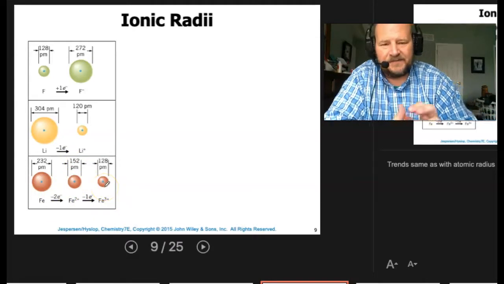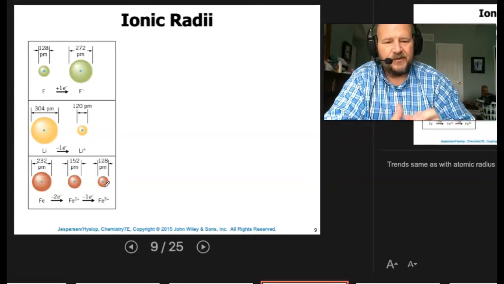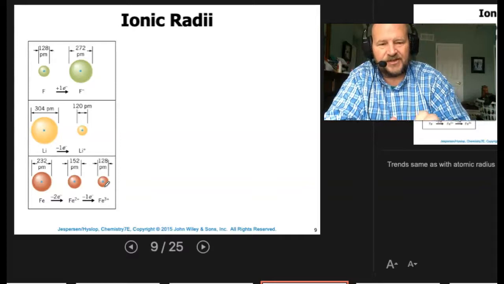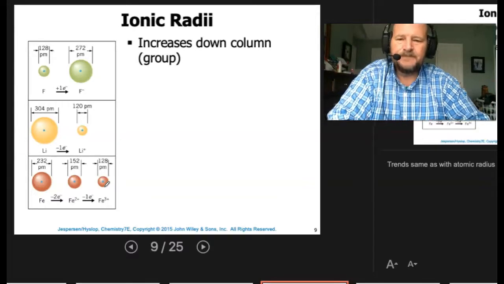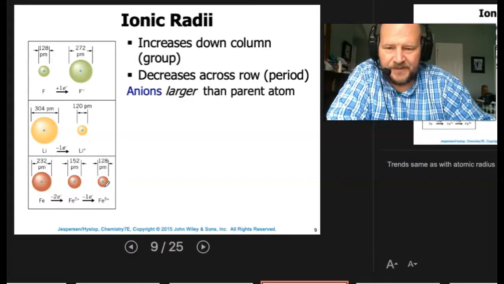So the effective charge is staying the same, but the electrons are diminishing. And so that overall effective charge, each electron that's still there is experiencing a greater pull. So it's going to increase as we go down the column. It's going to decrease as we go across the period.